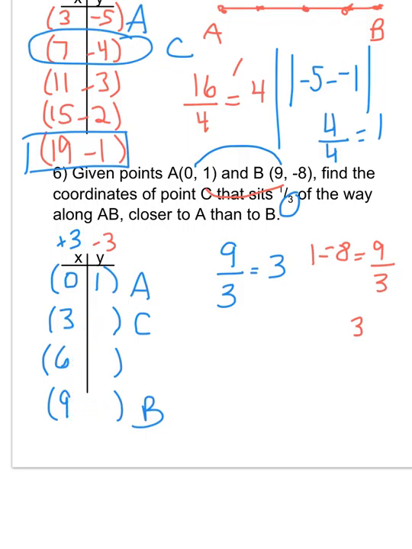Let's see how that turns out. 1 minus 3 is negative 2. Minus 3 is negative 5. Minus 3 is negative 8. And that's exactly what we needed, because if you look at the endpoint B, it's 9, negative 8. And we have found C right here.